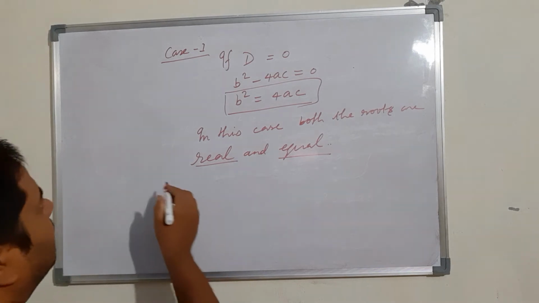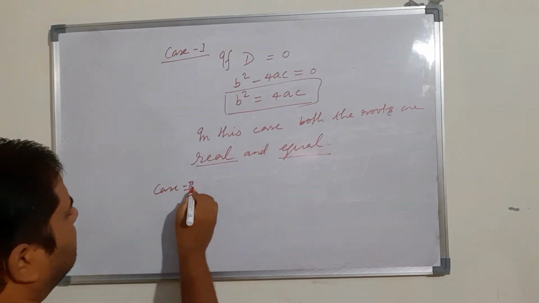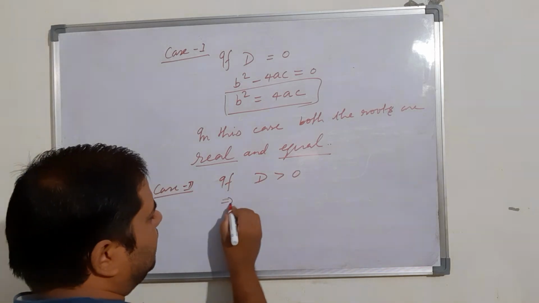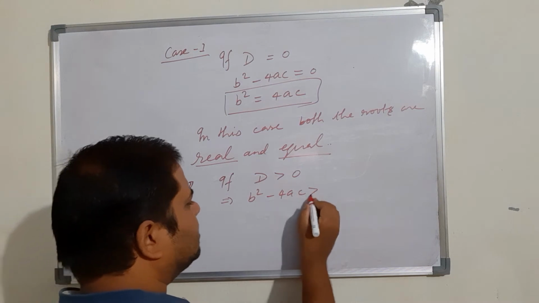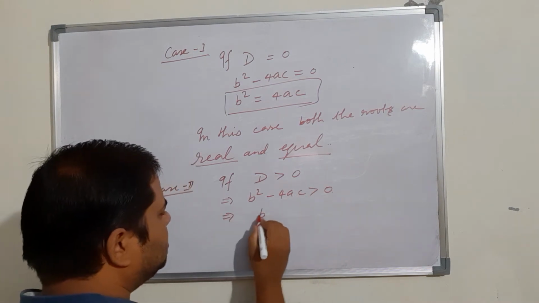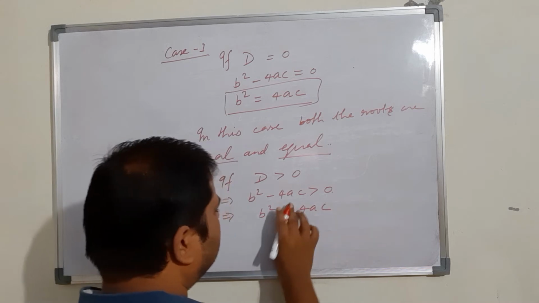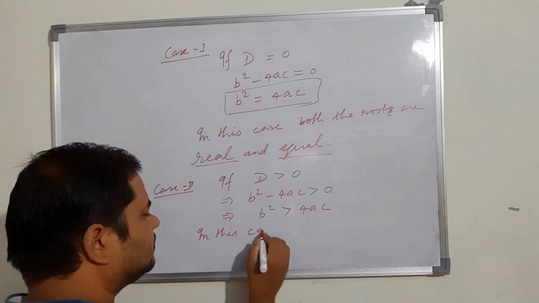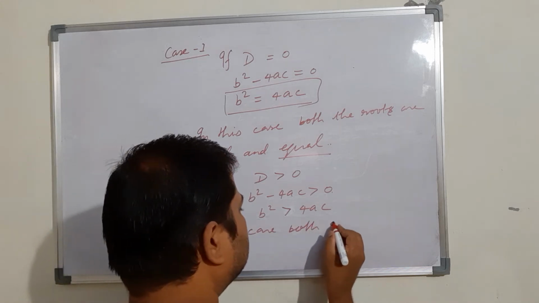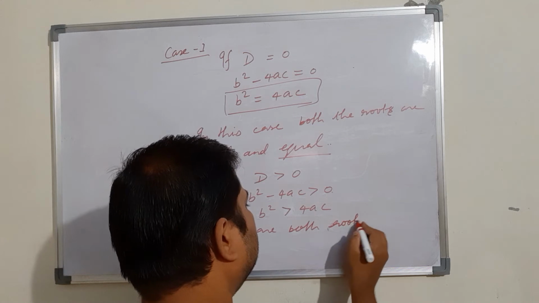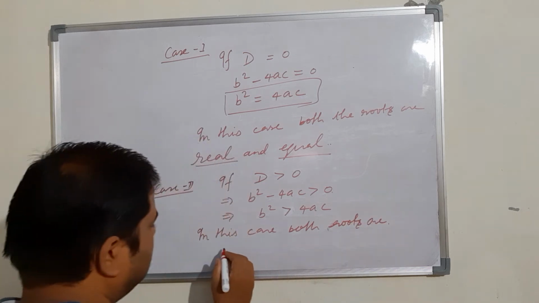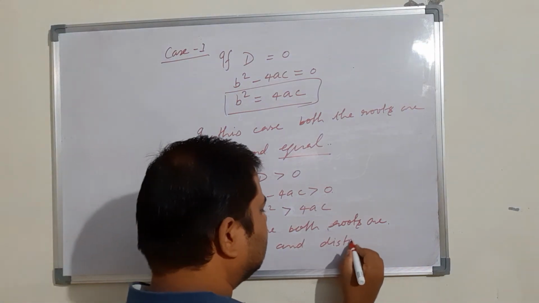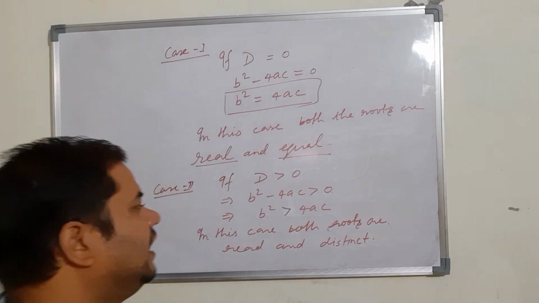Okay. The case 2, if D is greater than 0, this implies b square minus 4ac is greater than 0. This means b square is greater than 4ac. In this case, both the roots are real and distinct.